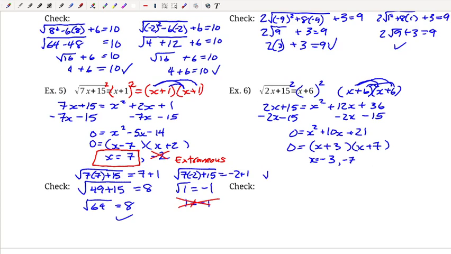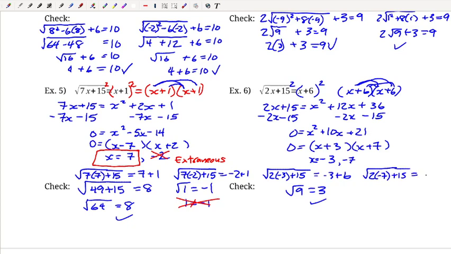So I've got the first one, square root of 2 times -3 plus 15. And I want to know if that's equal to -3 plus 6. 2 times -3, -6 plus 15, 9. And this is going to be -3 plus 6, 3. Square root of 9 is 3. Check, found one solution.